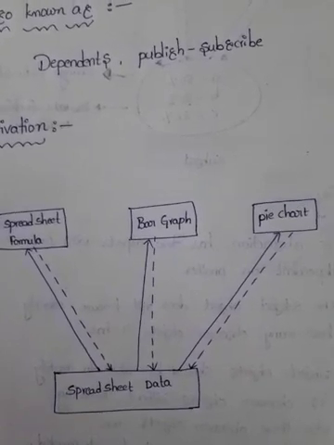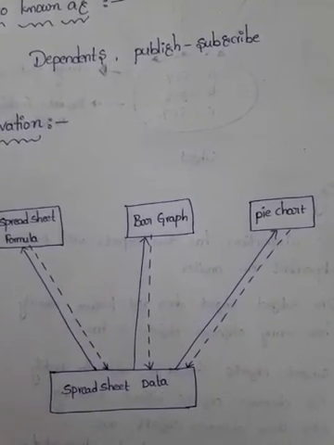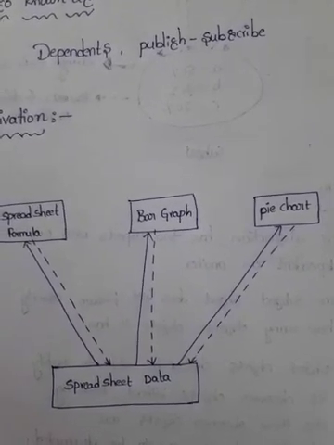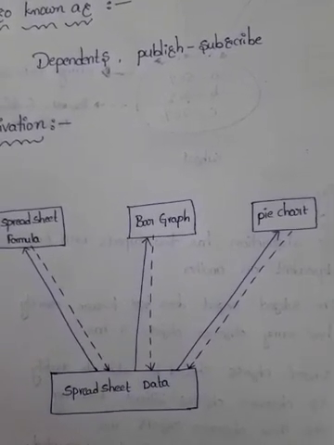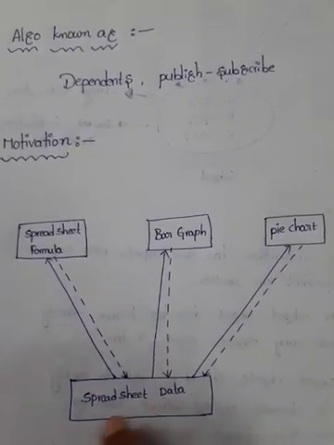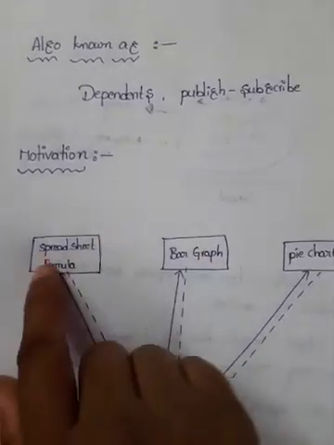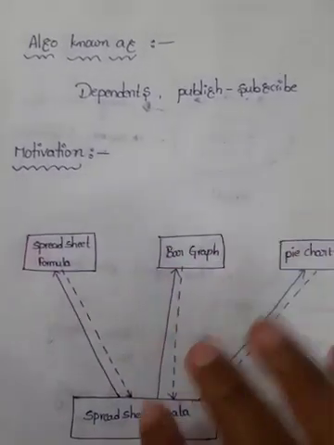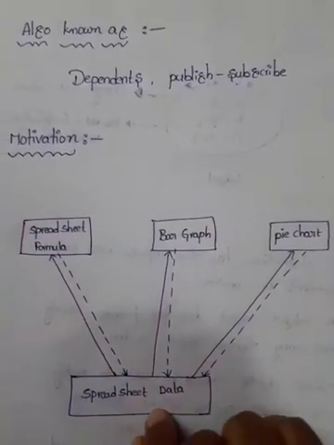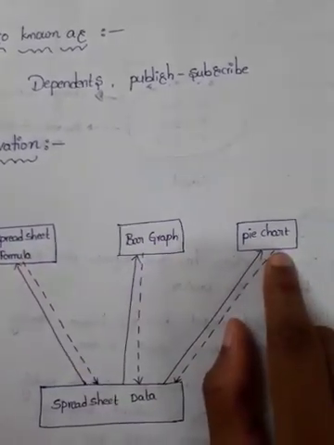But they behave as though they do. When the user changes the information in the spreadsheet, the bar chart reflects the changes immediately and vice versa. That means when the data has been changed in a spreadsheet, that should be reflected in the applications which are dependent on this spreadsheet. That means either in a spreadsheet formula, a bar graph or a pie chart.